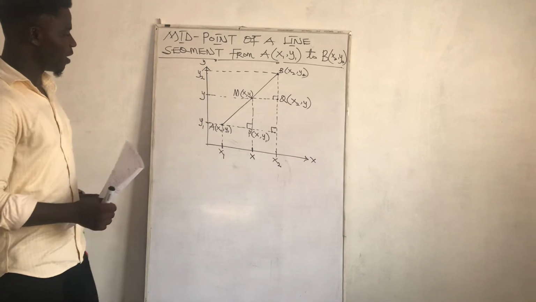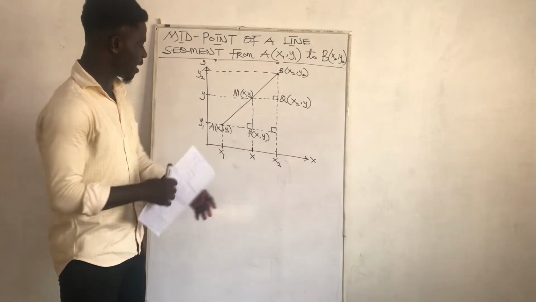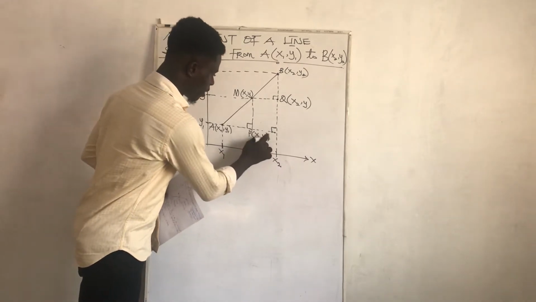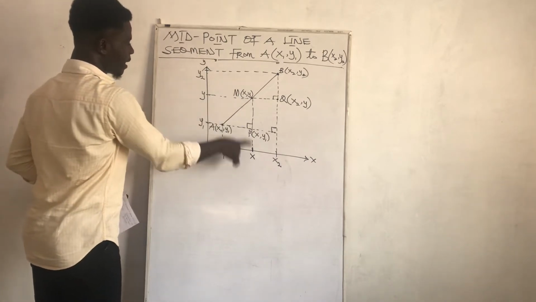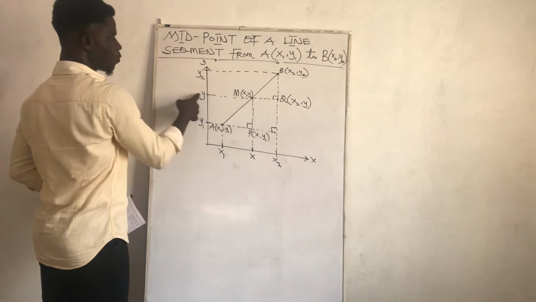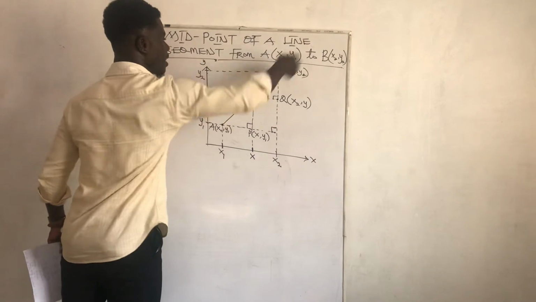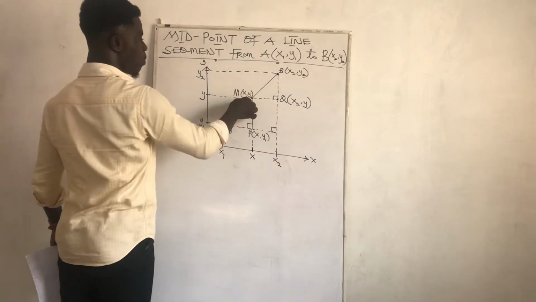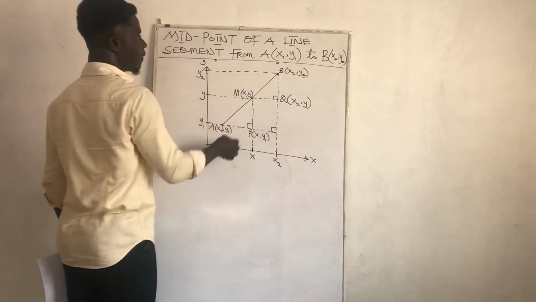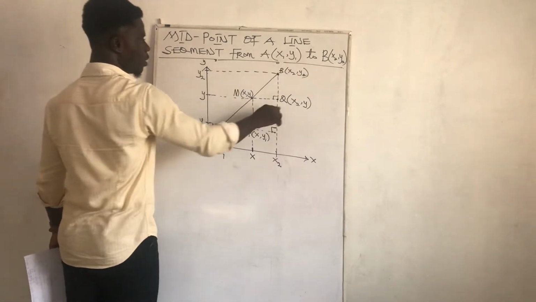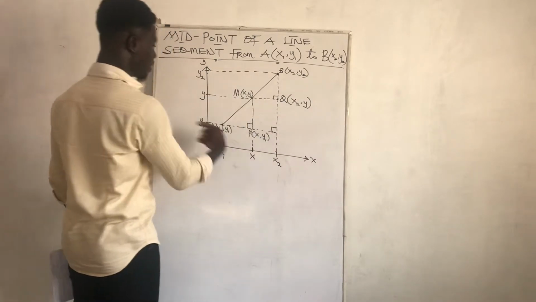Very interesting. Point A, x1, y1, point P, we have x, then y1. Then we have the midpoint, x, y, the middle point which divides this line segment, the straight line AB, into two equal parts. So that's M, we denote it as x, y. Then point B, x2, y2. Then point Q, x2, then y. Then point P, x, then y1.